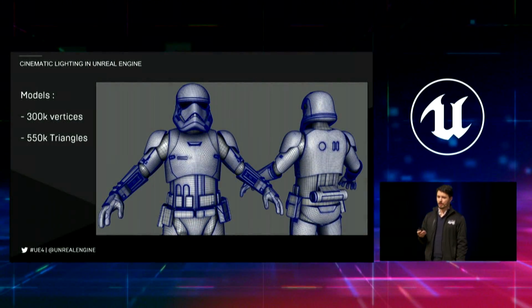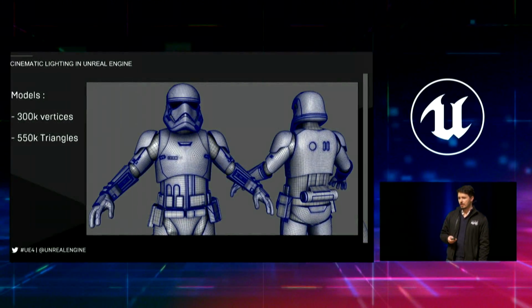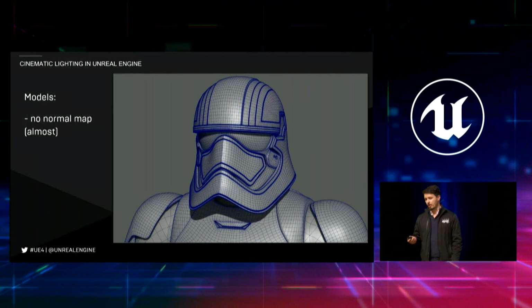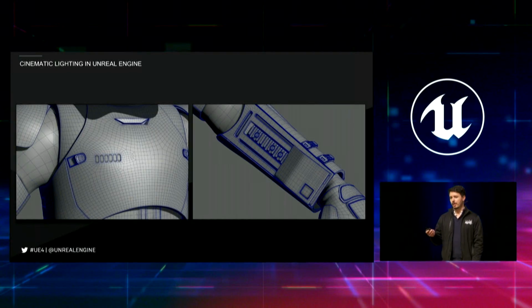So let's talk about content a little bit. To give you an idea, the Stormtrooper were roughly above 500,000 triangles, which is 300,000 vertices. The idea with this demo is to have as much detail in the model inside the engine and not use normal maps, or at most, almost none. The only place we actually used normal maps were the pieces of rubber between the armor. The rest has been modeled and is in the engine to take advantage of all the ray tracing features.